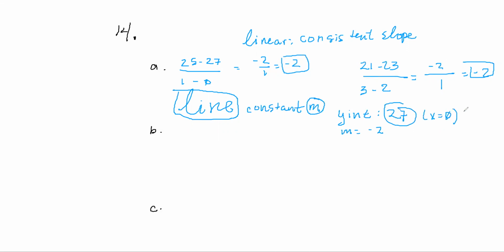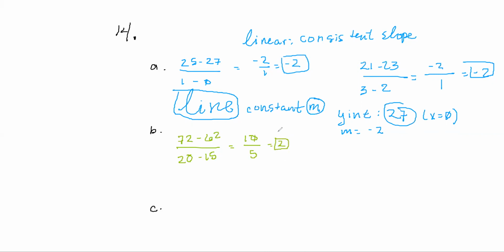Awesome. So let's try B. So we're going to do this exact same thing. T is going to be basically our X, and S is going to be our Y. So we have 72 minus 62 over 20 minus 15. So I'm going to find the slope, and this is going to be 10 over 5. Okay, so this is going to be 2.